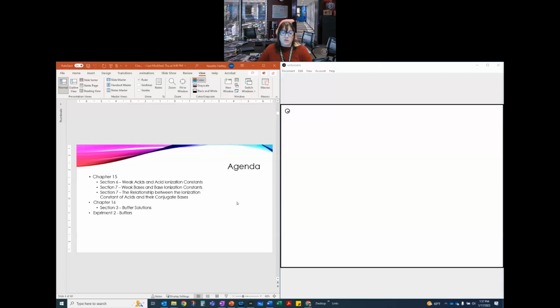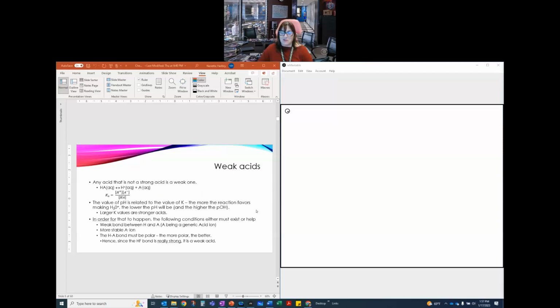Okay, so the first thing we're going to talk about is a weak acid. A weak acid is defined as any acid that is not a strong acid. When we have our HA, our weak acid, in solution, HA aqueous becomes H plus and A minus, just as we would expect, but it's not complete. So we have a Ka given for that, which is H plus times A minus over HA.